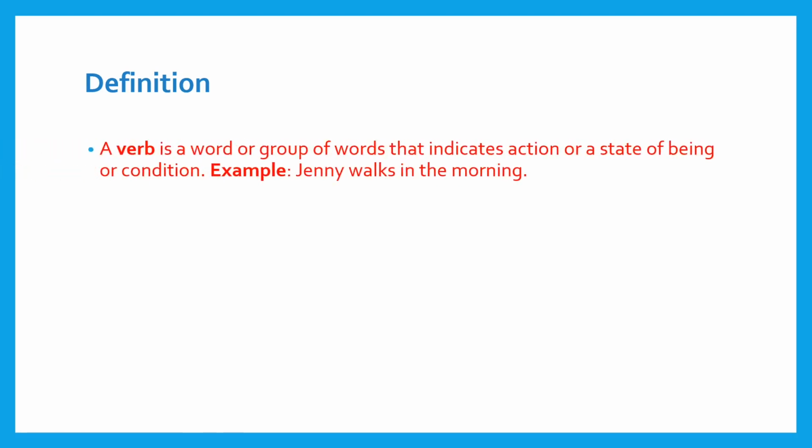Here are some simple definitions we've got to learn. The first definition, a verb. Of course, a verb is a word of action or a group of words that indicates action or a state of being or condition. For example, Jenny walks in the morning. Can we find the verb? Of course, the word is walks. So, a verb is that part of a sentence that tells us what the subject performs, and it is considered the heart of any English sentence.